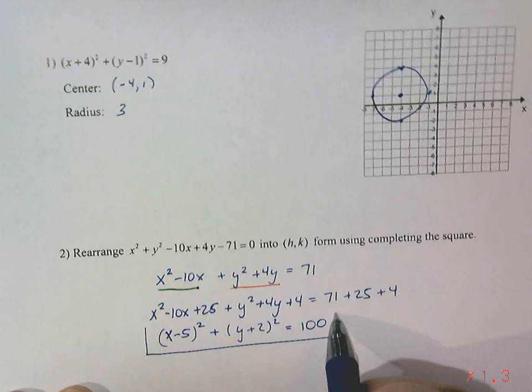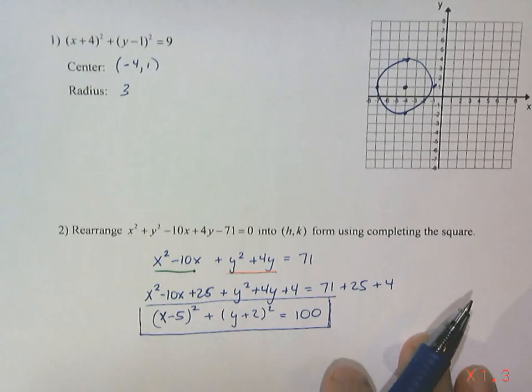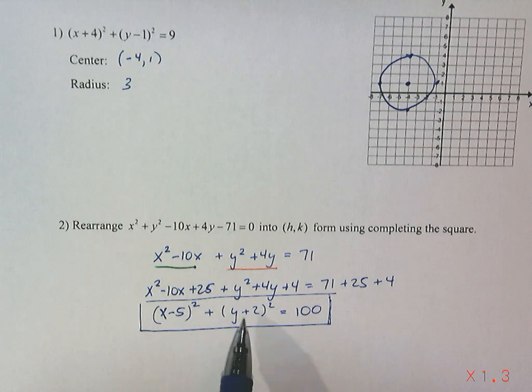So now in just a couple steps, I was able to rewrite this so it's in (h, k) form. (x minus 5) squared plus (y plus 2) squared equals 100. I can easily find my center, which is (5, -2), and my radius, which is 10.